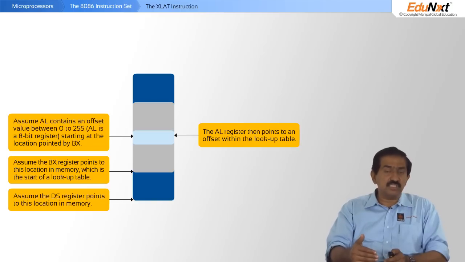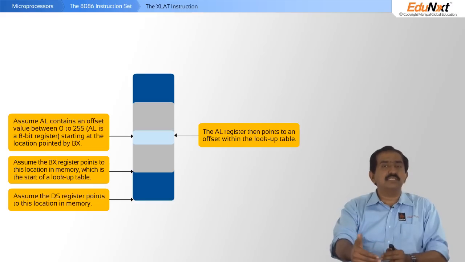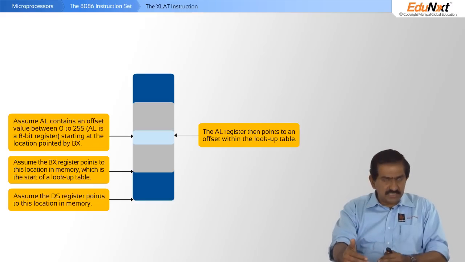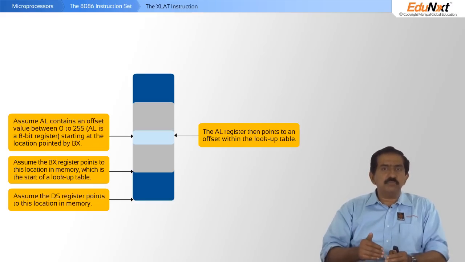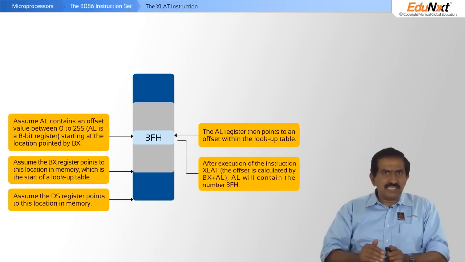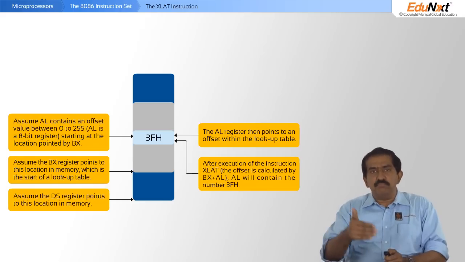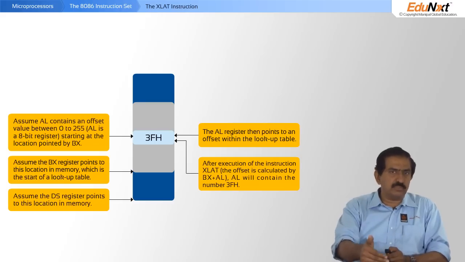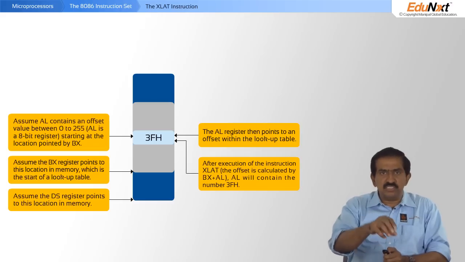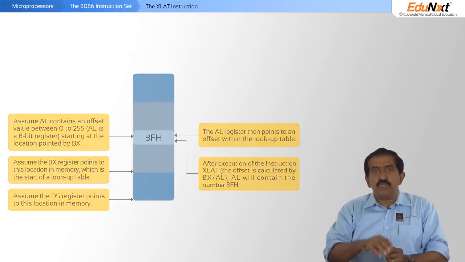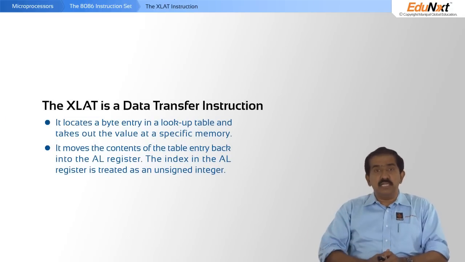The AL is an 8-bit register. So the lookup table can be a maximum size of 255 bytes starting at the location pointed to by BX. So at the end of the XLAT instruction, first of all, the offset is calculated by BX plus AL. So the value in AL is added to BX to look at the offset within the lookup table. The value in that offset location, which is in this case 3FH, is then moved back into the AL register.